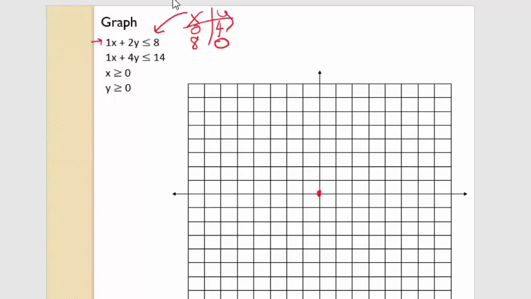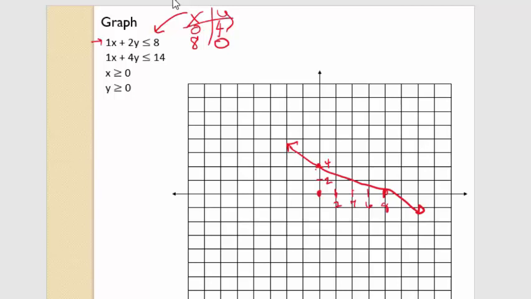Now since this graph is rather small, I'm going to make every hash mark 2 units. So if I graph 0, 4, I have 0 and up 4. Now I'm going to plot 8, 0. So again, my hash marks are going to be equal to 2. So over 8, up 0, and there's my point. So the line looks like this, with arrows on the ends.